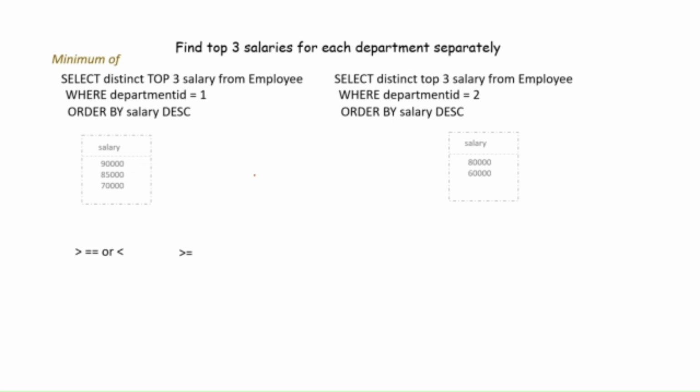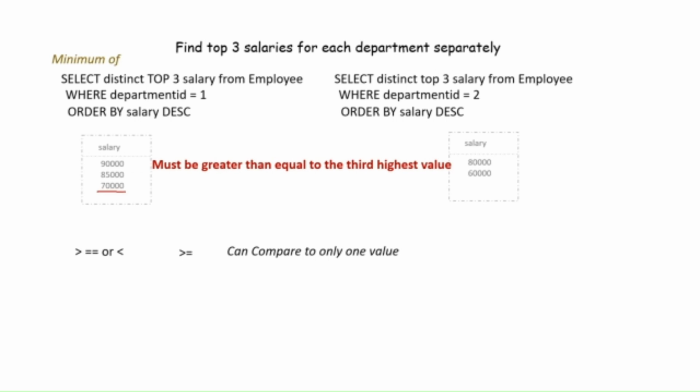So in order to use these operators, you can compare them to only one value and not a set of values. So what to do in this case? We need to return just one value, so we will actually return the rows where the salary of the employee is at least as high as this salary. That is, in other words, the salary of the employee is greater than or equal to the third highest salary.